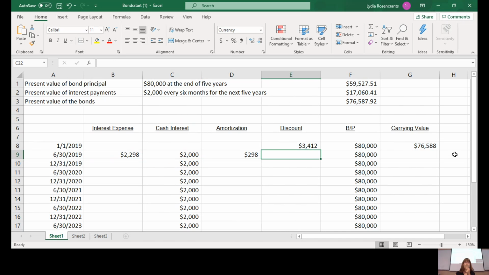which means my discount will be $298 less than it was at the beginning of the year. So that's going to be equal to E8, which is the discount currently, minus the amortization, which is D9. So E8 minus D9. The good news is once we do this one row out, we can copy down. Okay, so we only have to do this one time.